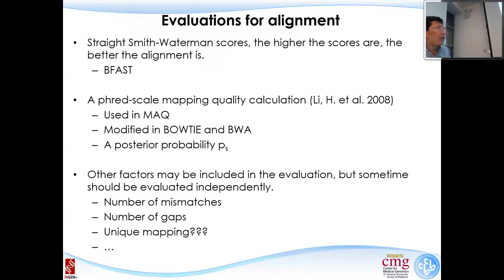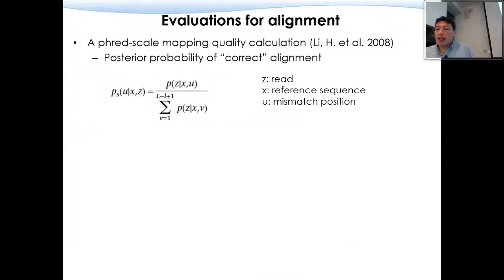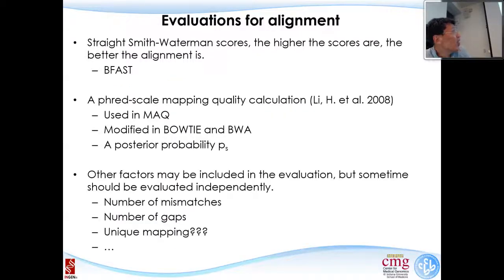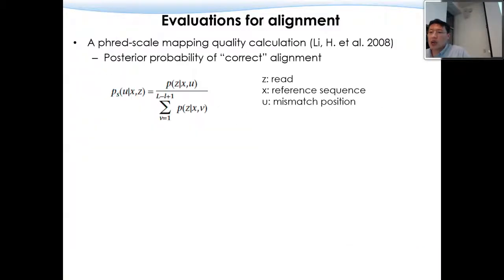And then sometimes people also consider other factors like the number of mismatches, the number of gaps, and whether it's uniquely mapped or mapped in multiple places in the genome or not. Okay, so now let me tell you the one definition that is most popularly used. That is the second one here, which is a Phred scale mapping quality calculation.